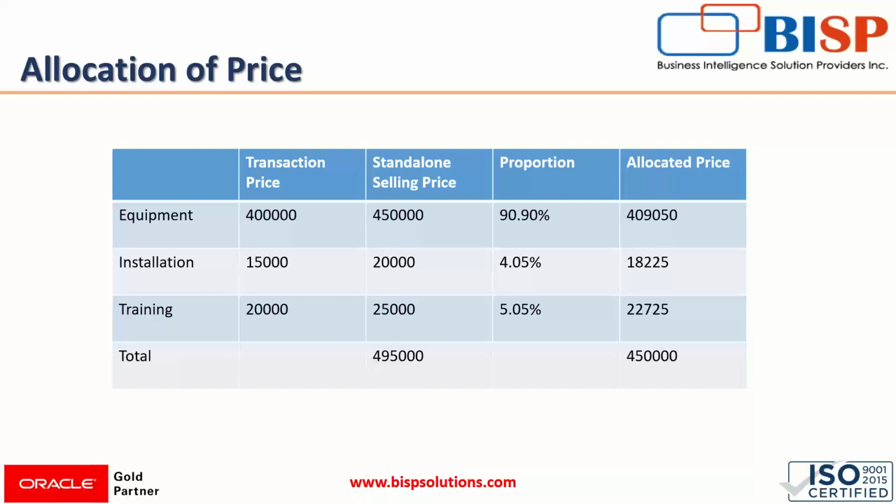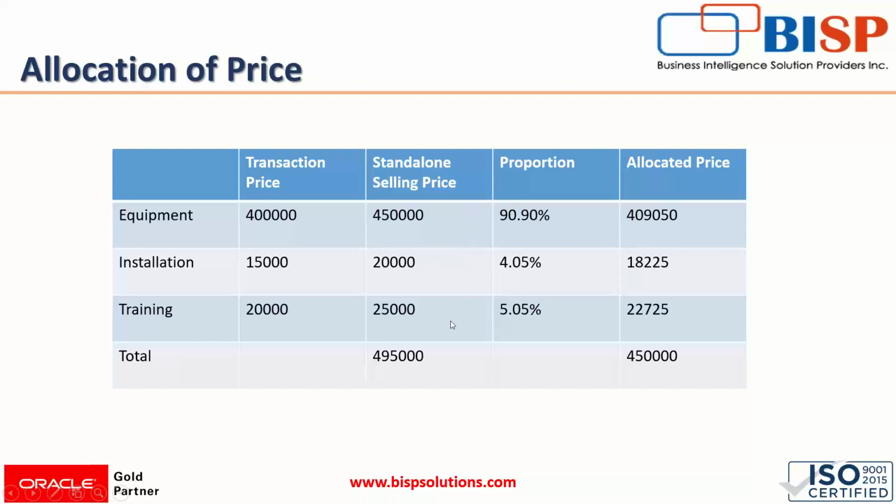So what is that? It is the price at which the entity will sell a promised good or service individually to a customer. So the standalone selling price for the equipment is 4,50,000. Its installation is 20,000, and its training is 25,000. And all in all, it comes to 4,95,000. So what happens? We have to allocate this price.